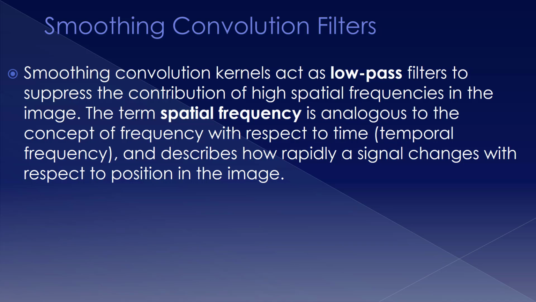So smoothing convolution kernels act as low-pass filters to suppress the contribution of high spatial frequencies in the image. We use the term spatial frequency as analogous to the concept of frequency with respect to time, or temporal frequency, and it describes how rapidly a signal changes with respect to position in the image.